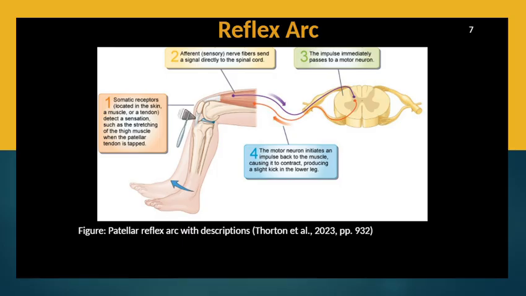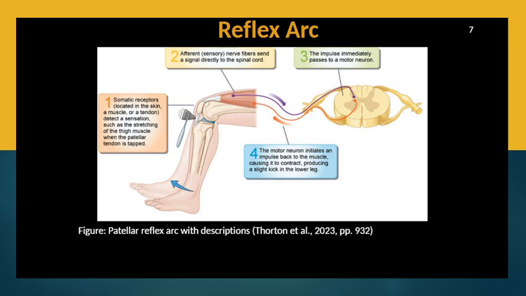The motor neuron then sends a signal back out to the quadriceps muscle. This is the efferent or outgoing pathway. The muscle contracts in response, producing the familiar quick kick of the lower leg. This entire process occurs so rapidly that the leg begins to move before the brain even becomes aware of the tap. Reflexes like this are important in nursing assessments.